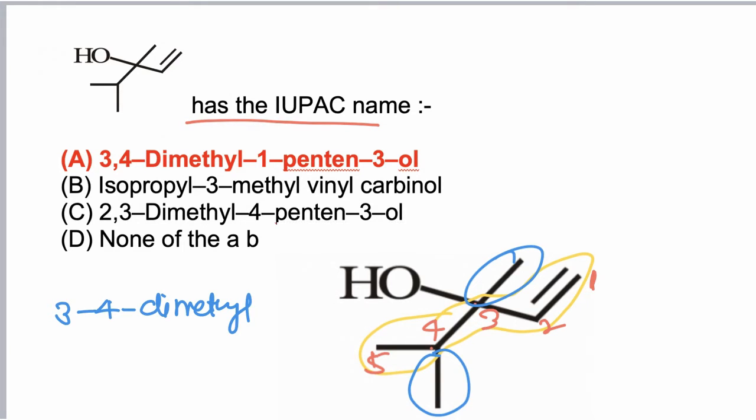At first position, a multiple bond is present, with a total of 5 carbon main chain. So pent-1-ene-3-ol. Now ene and ol both are present, so we have to remove the e. So 3,4-dimethylpent-1-en-3-ol, and hence the correct answer is A.